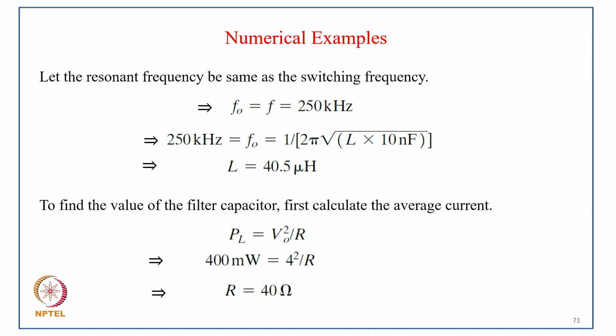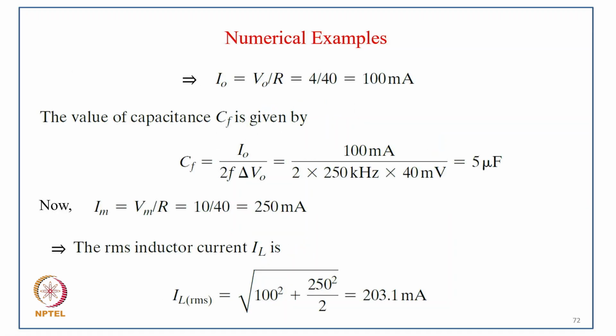And to find the value of the filter capacitor, first calculate the average current. So PL equal to V square by R. So here we get R equal to 40 ohm, and then I0 equal to V0 upon R, that comes to 100 milliampere, and the value of capacitance CF is given by CF equal to I0 divided by 2F delta V, and it comes to 5 microfarad, and IM equal to VM upon R, that comes to 250 milliampere.